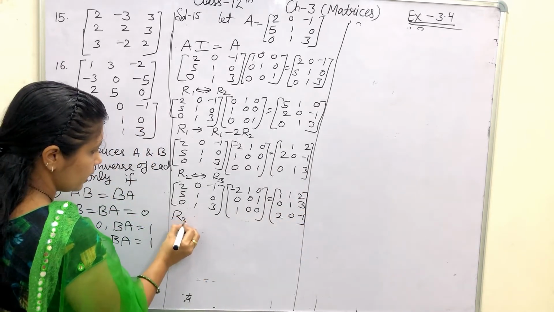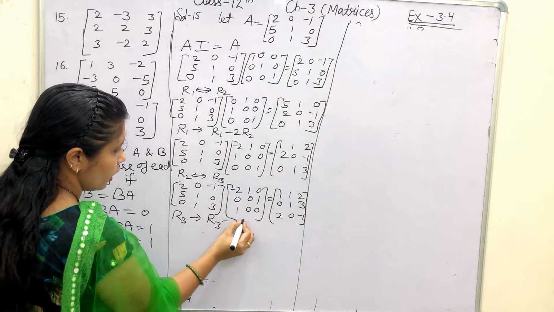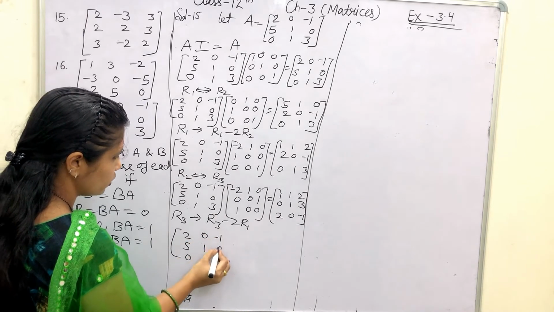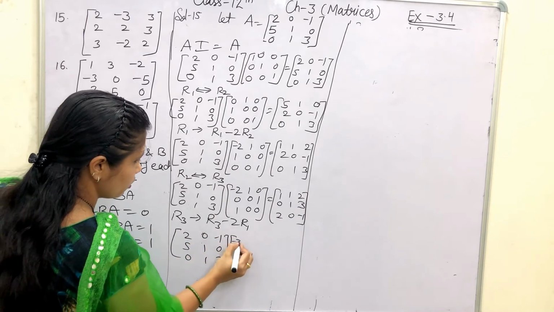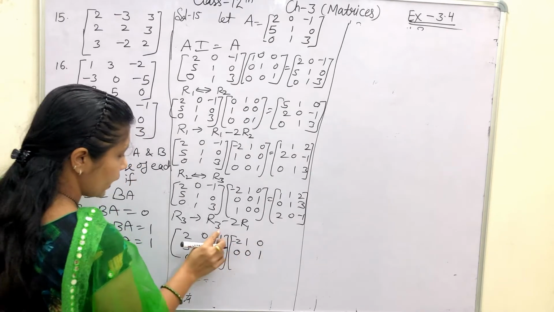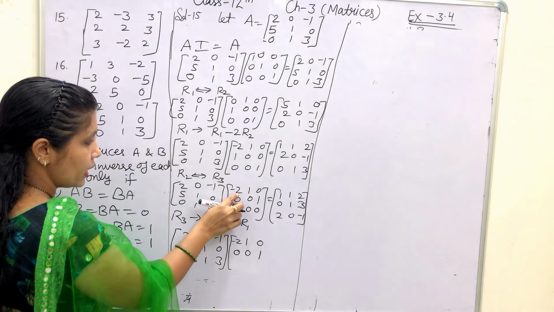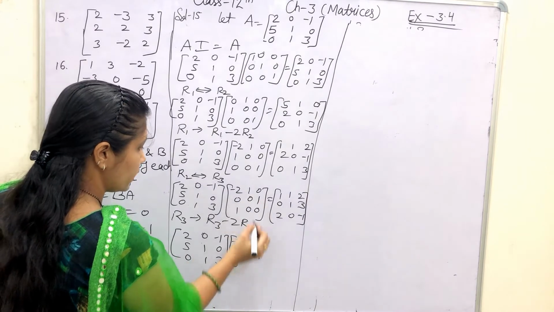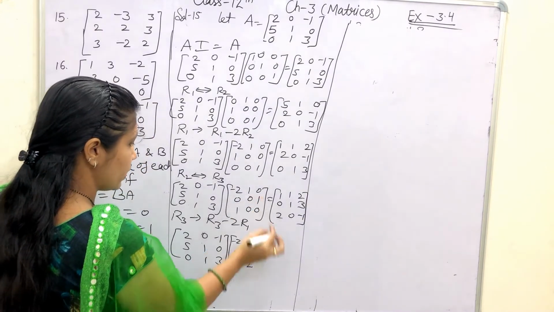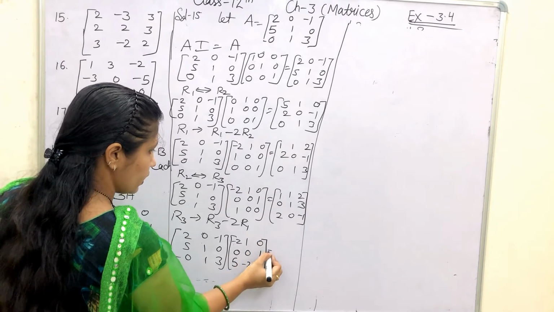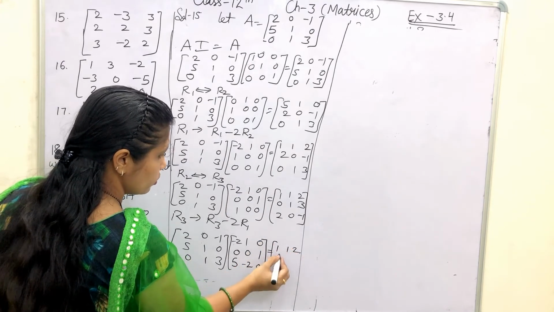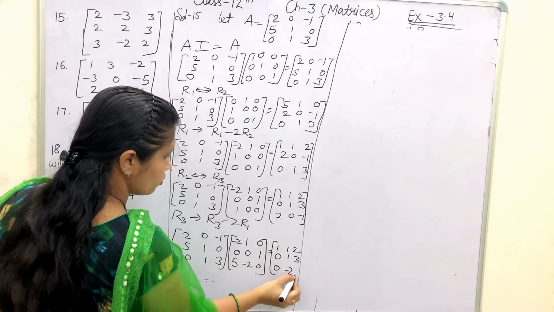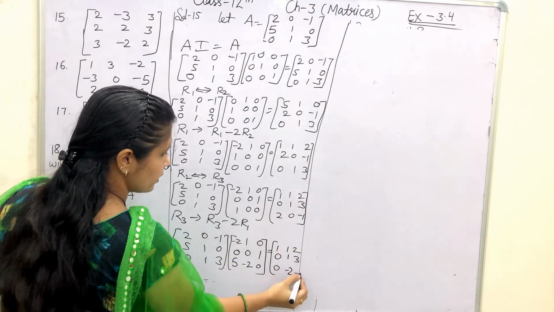Now on R3 minus 2R1, we get minus 2 1 0, 0 0 1. R3 minus 2R1: 1 minus 4 minus minus plus 1 plus 4 is 5, 0 minus 2, that is minus 2, 0 minus 0 is 0. Here we get 1 1 2, 0 1 3, 2 minus 2 0, 0 minus 2 minus 2, minus 1 minus 4 minus 5.